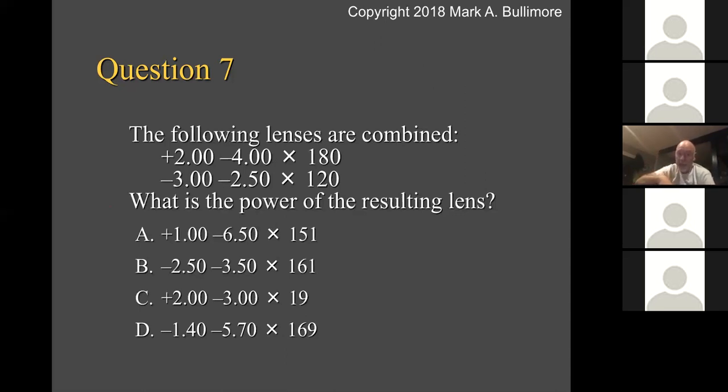Third one, plus 2 minus 3. What's the spherical equivalent? Plus 2 minus 1.5, plus 0.50. That can't be right. Last one looks very sophisticated and complex. Minus 1.40, add half the cyl, which is minus 2.85. Oh, we've got another plausible answer.